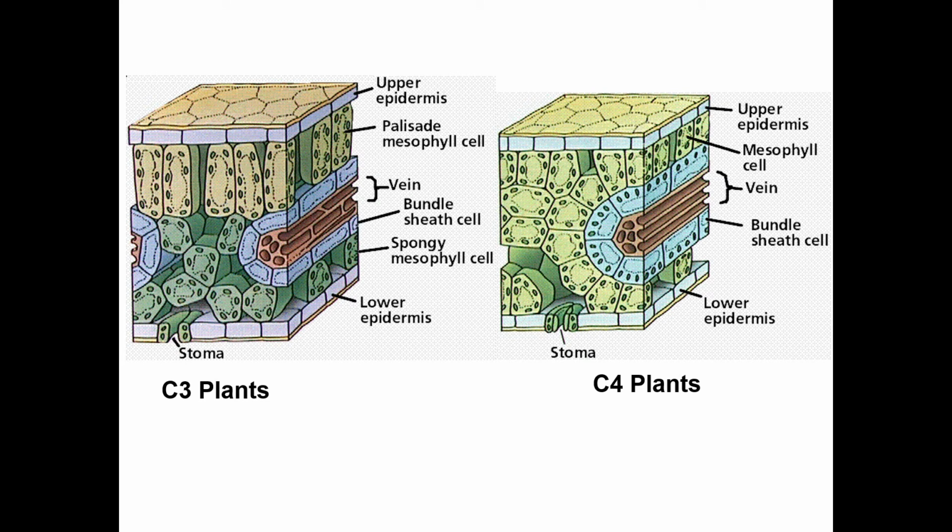To give you a better picture of this, here you have your C3 plants, which make up a majority of the plants on this planet. You have your mesophyll cells interacting with your bundle sheath cells and your vasculature, but they're not as tightly compacted. Here in your C4 plants, there's a ton of mesophyll cells adjacent to your bundle sheath cells. They're more numerous and connected to these bundle sheath cells.